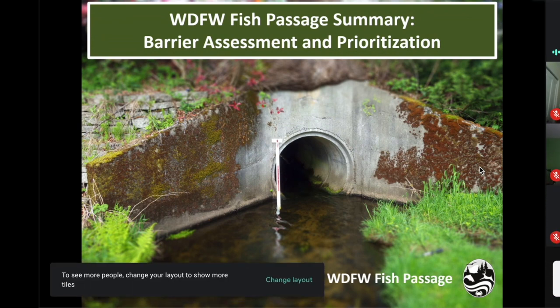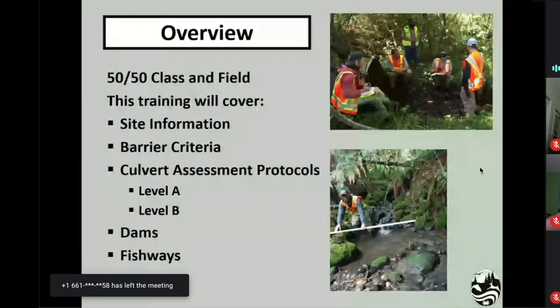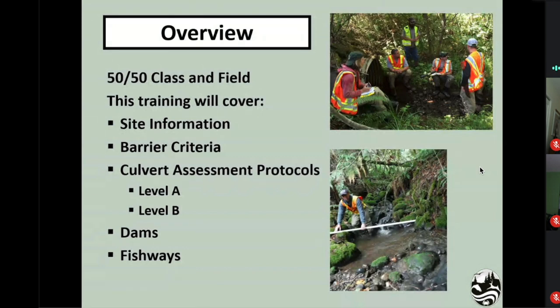There's a lot of information. The next slide will show some of the different chapters. In this class, it's generally 50% in the class, 50% in the field. So obviously, we're in our class setting here. And we're going to cover several things. We'll go over the information collected at each site and the basic criteria that we use to call any structure a barrier or a non-barrier. And again, there are assessment protocols for these culverts, and protocols for fish passage structures other than culverts. Now, we're not going to cover those. I'm going to go to the next slide.